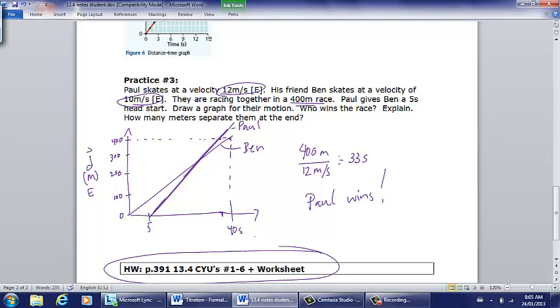This at the bottom we're going to be doing in class. So please review these notes if you don't understand them. Bring any questions that you have. And we're going to be doing some CYUs working with this stuff.